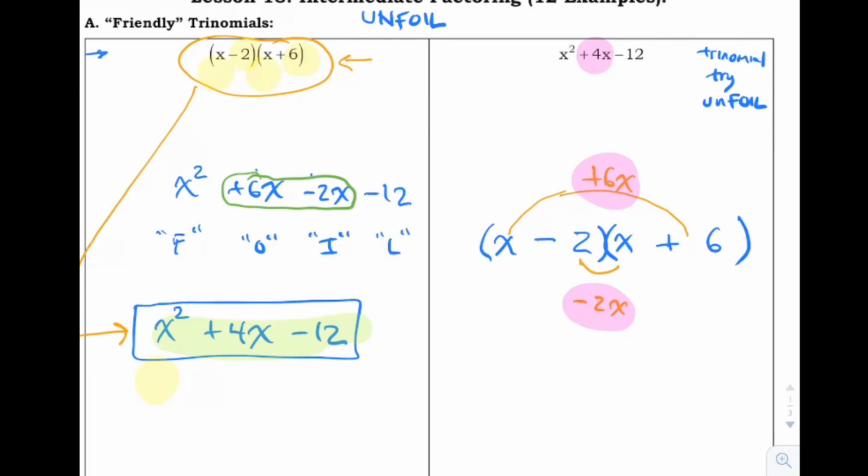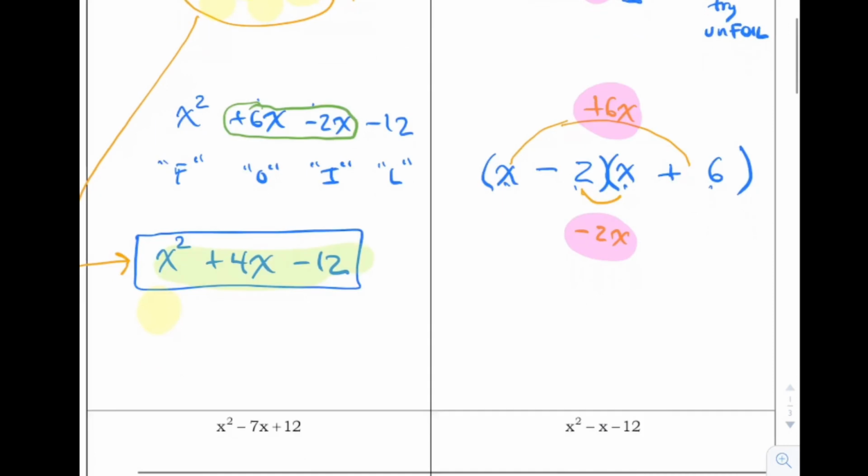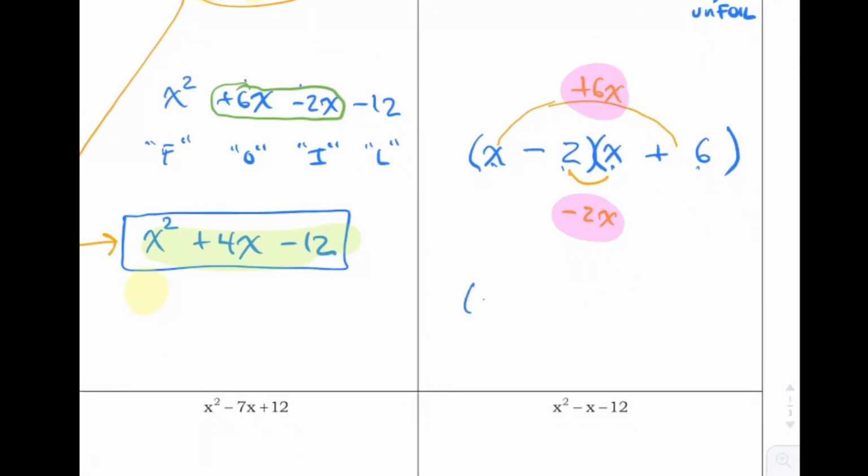Now here's the question you might have. You'd say, okay, that worked. So you put the x's here and here. That makes sense. And then the negative 12 you break up as negative 2 times 6, and it worked. But how did you know that you had to use a negative 2 times a 6? Is that the only way that you can make a negative 12? Well, no, of course not. You can make a negative 12 all kinds of ways. Like, why not try something like this?